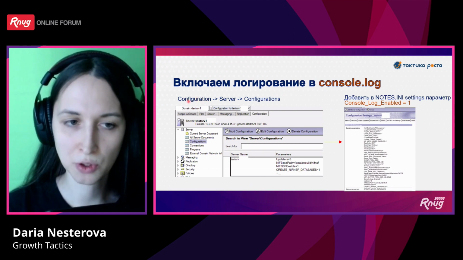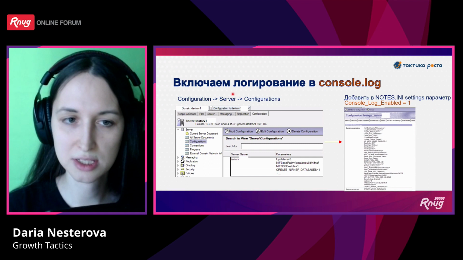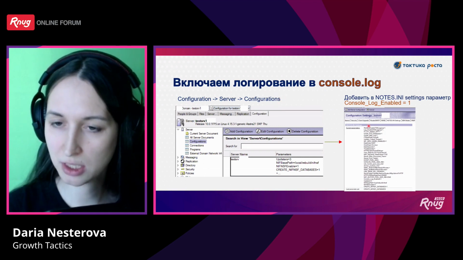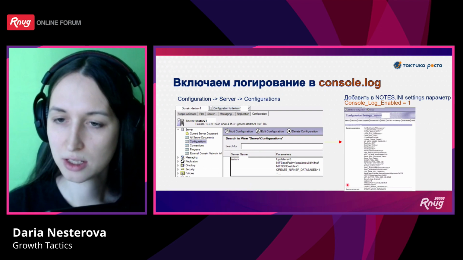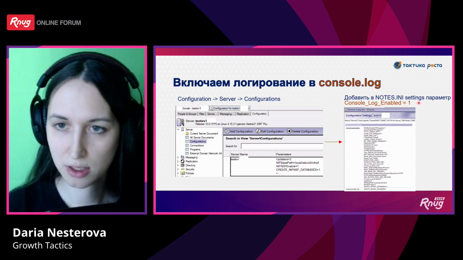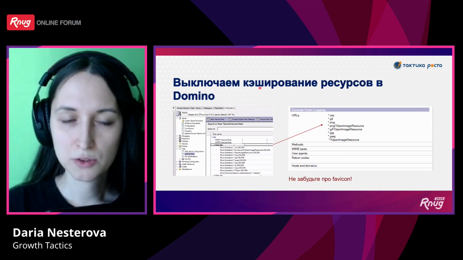Then logging in a console log. You go into configuration, server, then configurations, then bookmarks. You use the interface to add console log enabled. Then these logs will be saved in the catalog IBM support.